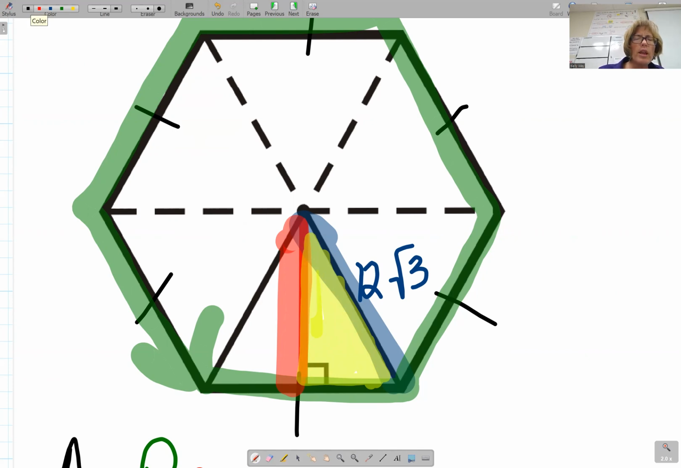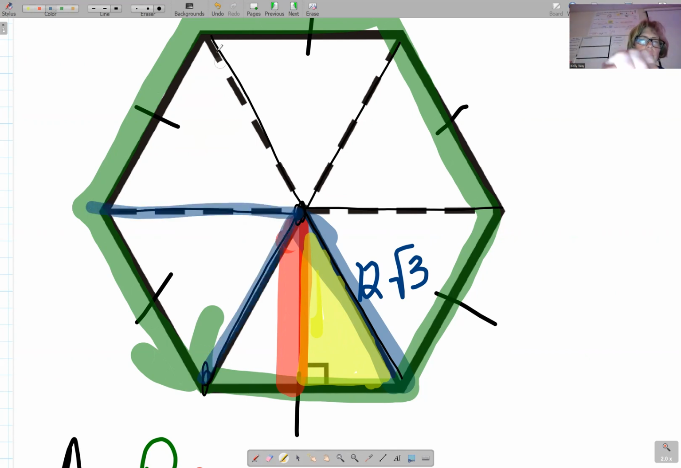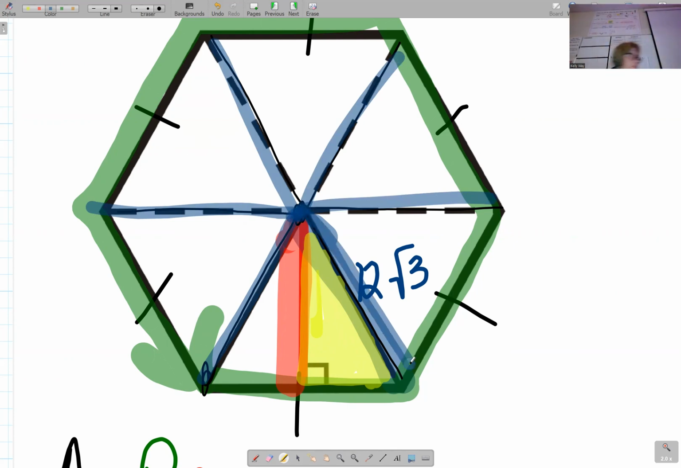Step number 1, I'd like you to draw, just trace all these radii. 1, 2, 3. Trace all the radii. Just physically trace it. Trace, trace, trace, trace, trace, trace. There's 6 of them.